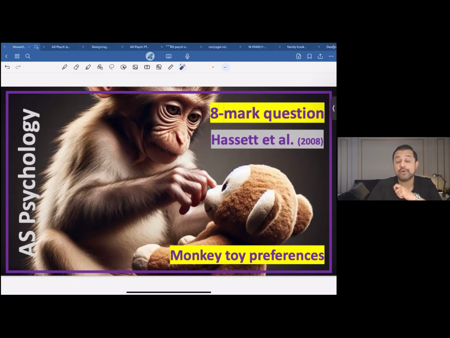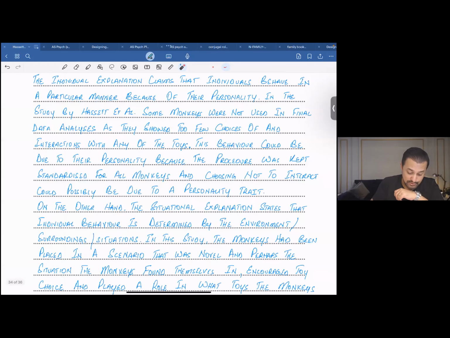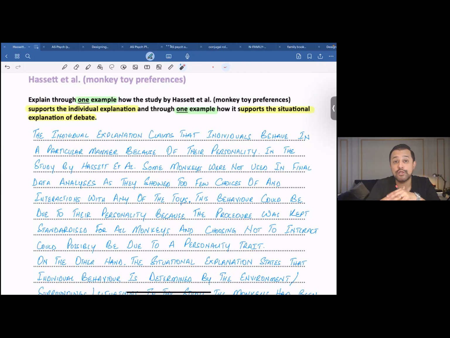Now, to be able to help you understand this, I'd use an example of a study conducted by Hassett et al. in the year 2008, also known as monkey toy preferences. Now, moving ahead, if I may show you this question, the question over here reads, explain through one example how the study by Hassett et al., monkey toy preferences, supports the individual explanation, and through one example, how it supports the situational explanation of the debate.